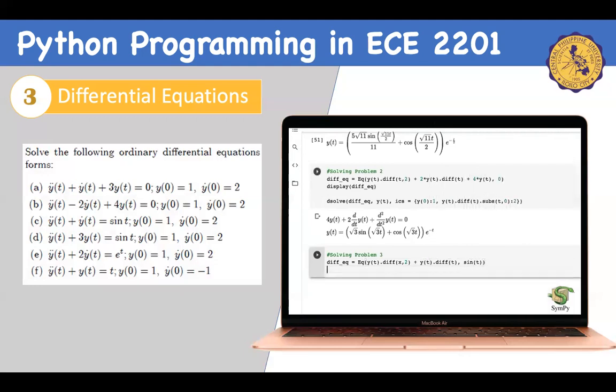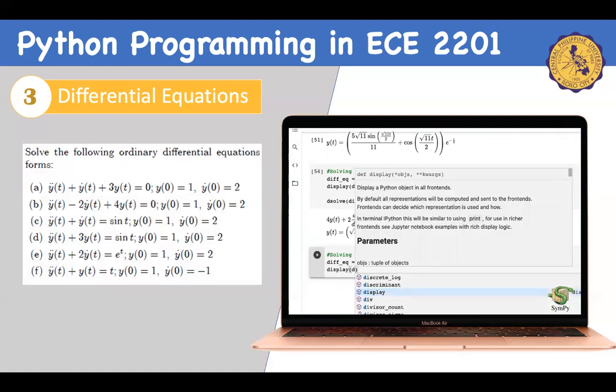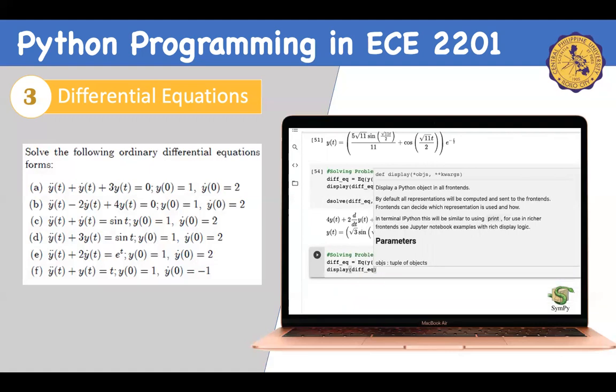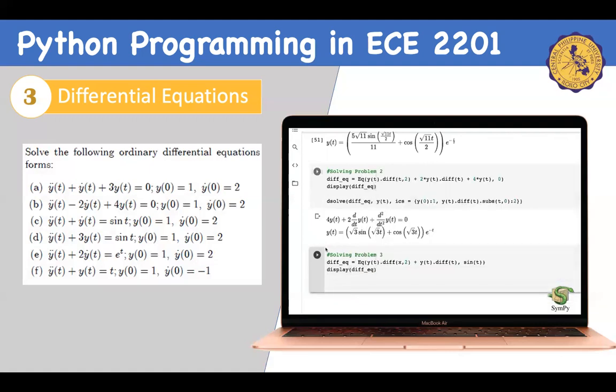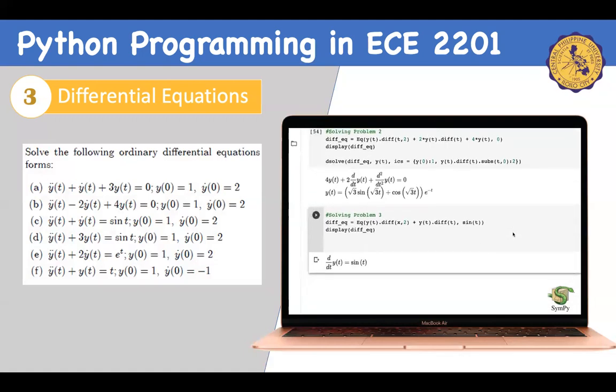So equal means comma. Then we display the differential equation. Run the code. That's your differential. Oh, where is it? This is t instead of x, because we are using t. Again, run the code. So that's it. So be careful when you use your variable.